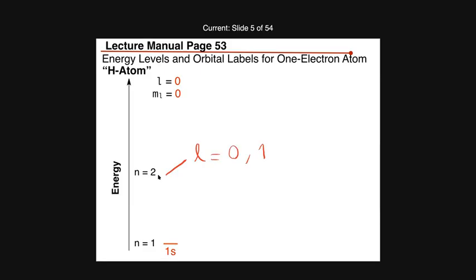Therefore, in this case, you are going to end up with L equal to 0 because that's one of the available values. And you are also going to have L equal to 1 as well, because there are two values of it. So when L equal to 0, of course, M sub L equal to 0. If you want to translate these into orbital labels, it's going to equal 2s, where the 2 comes from.